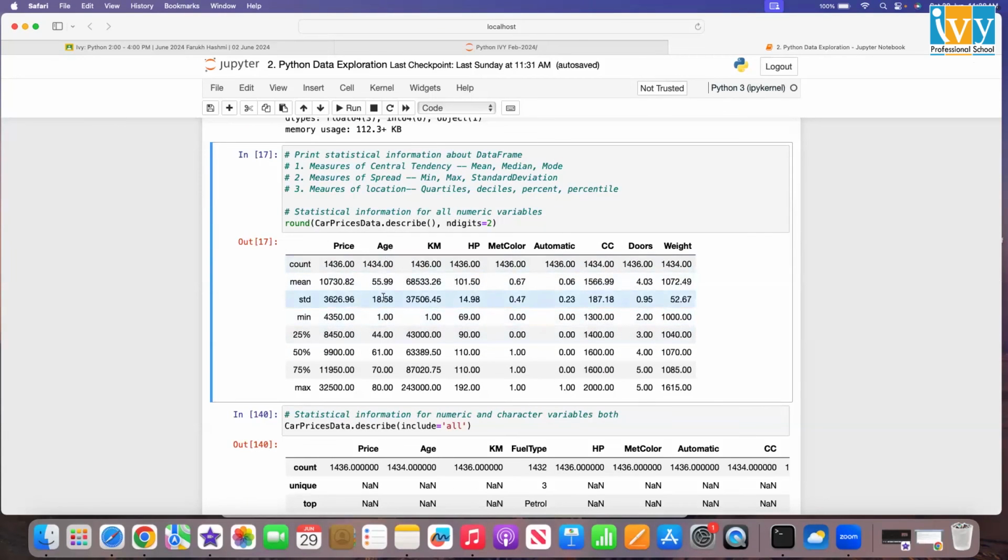Now, look at age. Mean value 55, standard deviation 18, minimum value is 1. So, minimum value and the first quartile, you see a huge gap? That means 1 is an outlier. Or on this side there is an outlier on the left hand side. A lot of cars are with age 1. Similarly, you see the 75% and max, there is not much of a gap. So there are no outliers on the positive side, on the right hand side. 50% is the median value.